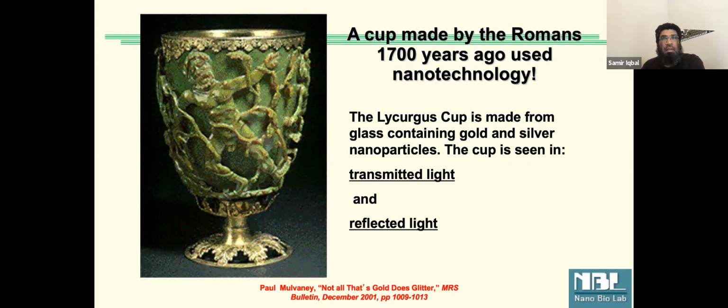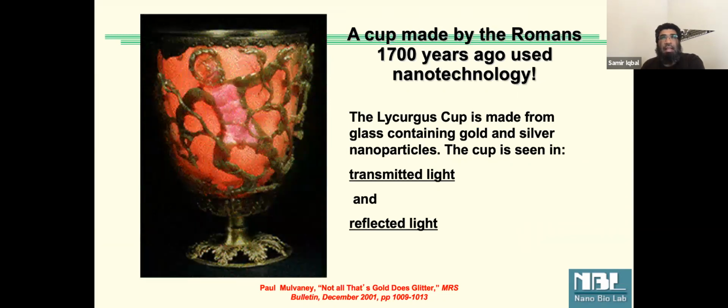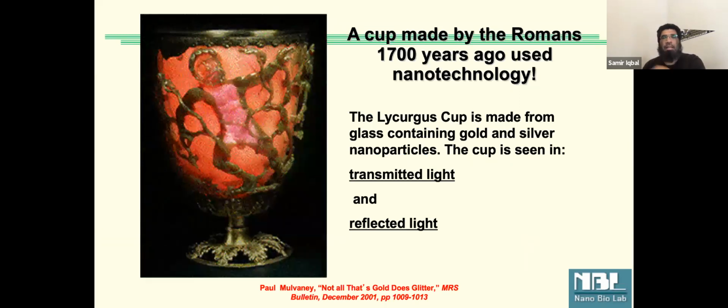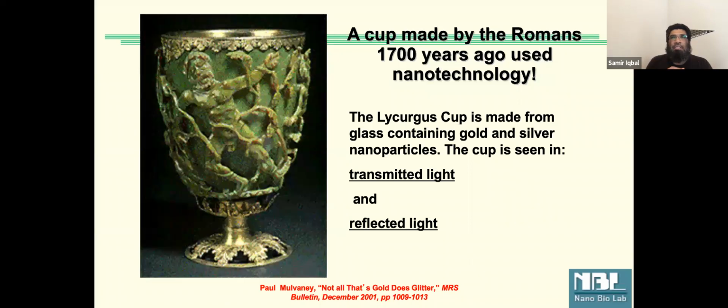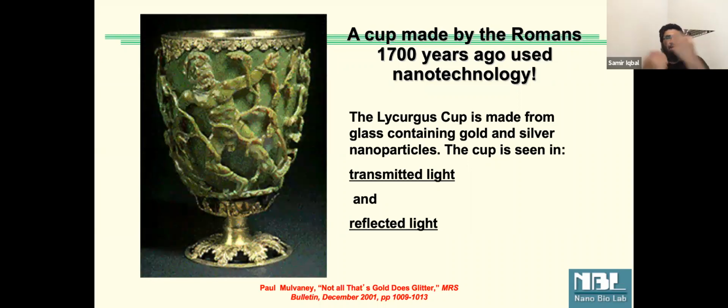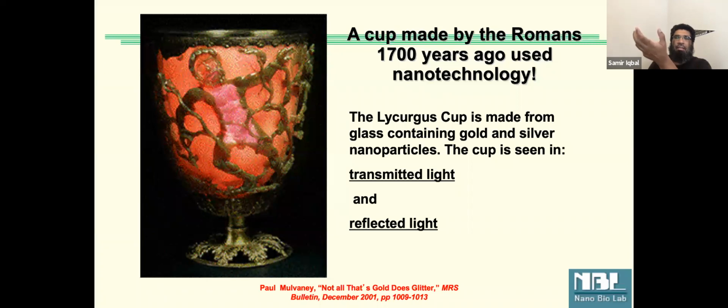So this mug, it's called the Lycurgus cup. I don't know what the historical or religious value is, but it has gold and silver nanoparticles. So if you get the reflected light, it gives you a different color. But if you transmit light, you put the light from the back, it gives you another color.